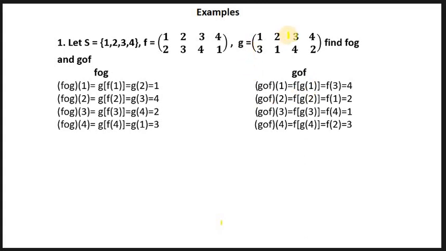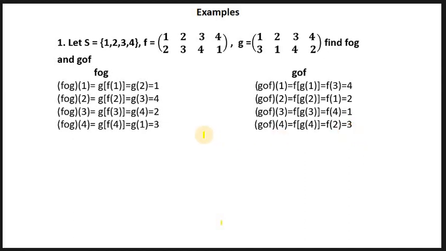And the fourth element in the g, that is g of f of 4, is equal to f of g of 4. g of 4 is 2. So, it is f of 2. f of 2 means image of 2 is 3. Hence, f of 2 is equal to 3.